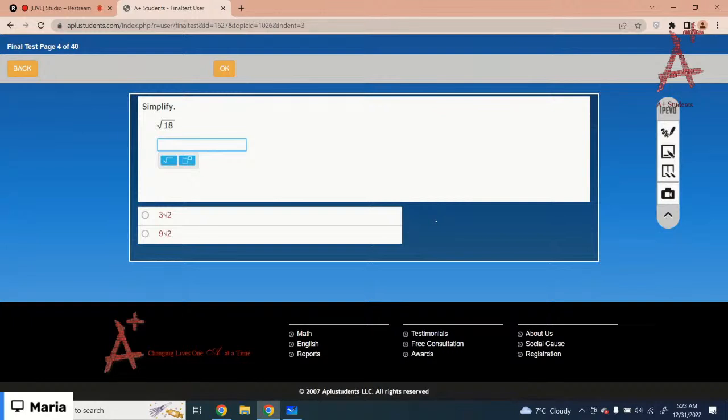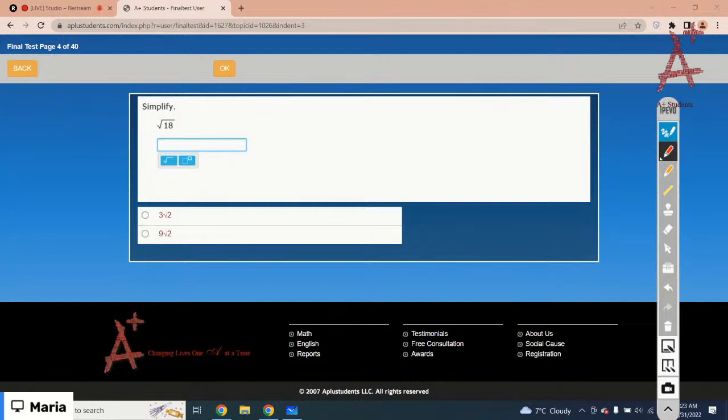Okay, simplify square root 18. So you can write this square root 18 as prime factors. The prime factors of 18 are 3 times 3 times 2. 3 times 3 is 9, and 9 times 2 is 18. They are basically the prime factors of 18. Got it?